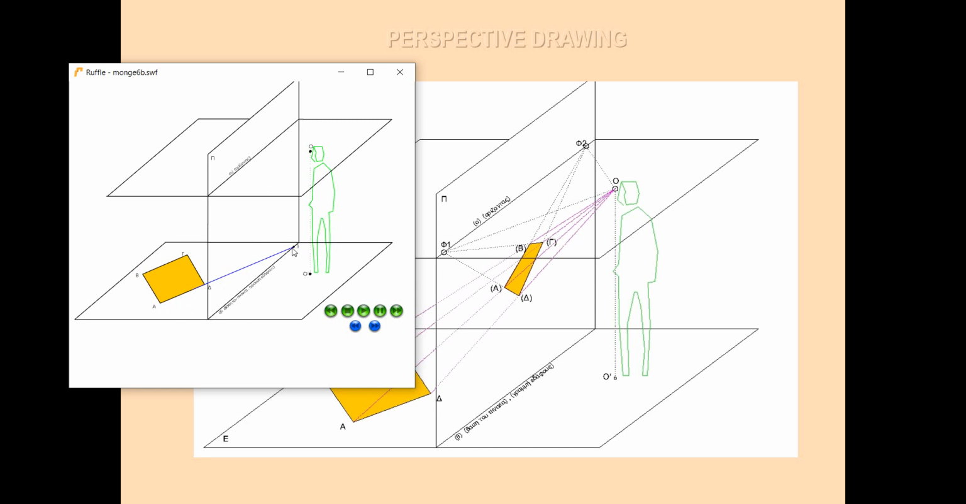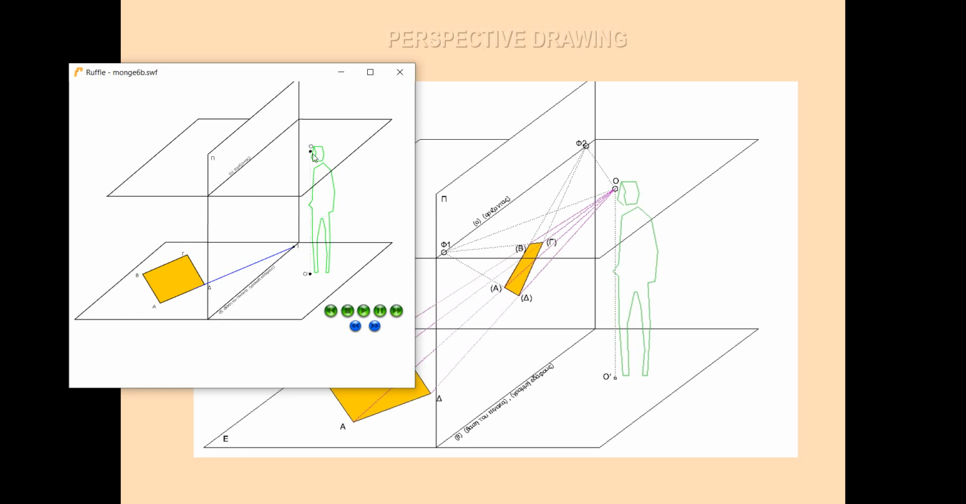Point 1, the perspective image of point 1 is point 1 itself. Because if we join point O with point 1, this optical ray intersects the perspective plane at point 1. So we have a point here through which it passes the perspective image of this side. We need one more point.